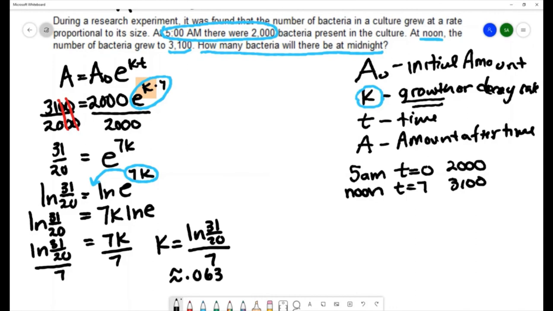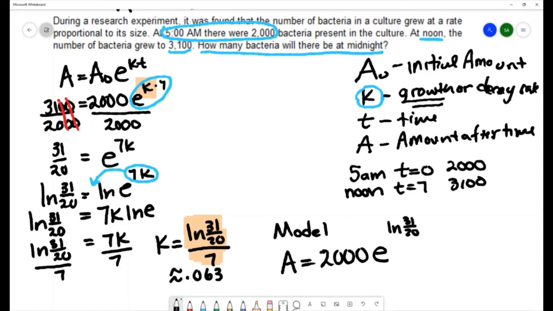And as I've said before, we are not going to use that decimal approximation. We're going to use the exact value because rounding early on in this problem can cause rounding error once you get to your answer. So now we have our model for this situation, and our model is A equals A naught, our initial amount of 2,000, e to the k, we just found k, natural log of 31 over 20, divided by 7, t.